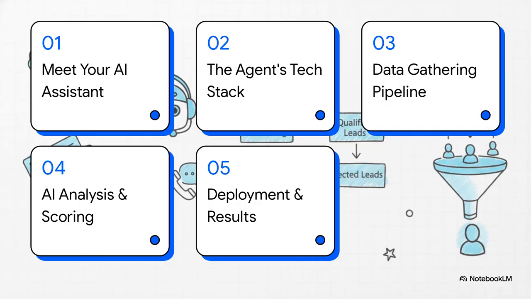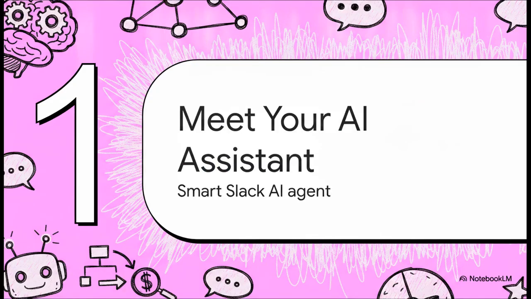Here is our blueprint for this explainer. First, we'll meet your AI assistant. Then, we'll cover the agent's tech stack, followed by the data gathering pipeline. After that, we'll dive into AI analysis and scoring, and finally, wrap up with deployment and the final results. All right, let's kick things off with Section 1.